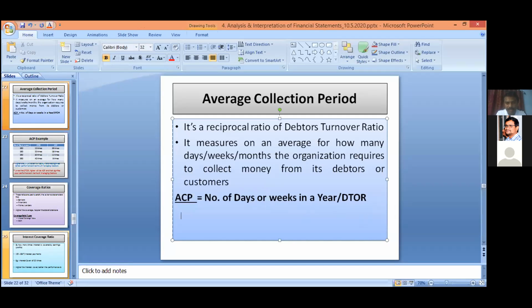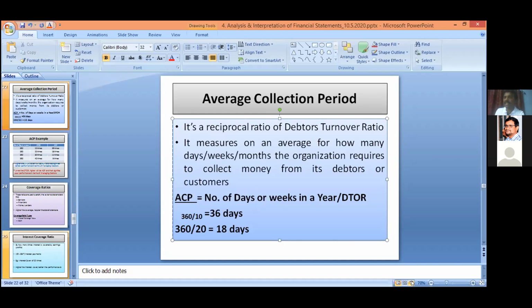Taking an example, 360 days in a year upon 10 gives 36 days. And 360 days in a year upon a debtors turnover ratio of 20 gives 18 days. This means in the first example a company requires 36 days to collect cash from the debtors. In the second example, the company requires only 18 days. So 18 days is better compared to 36 days. The conclusion is that the higher the debtors turnover ratio, the better is the performance of the company.